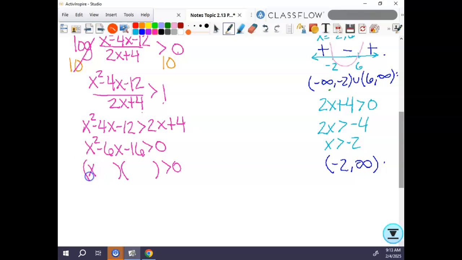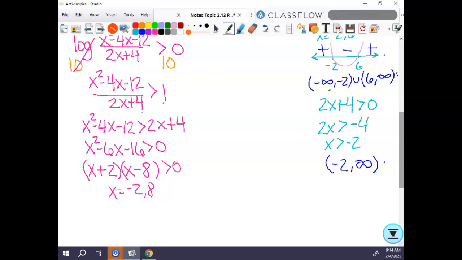Okay, so x and x. 16 is negative, so my signs are opposites. What would my positive number be? 2, and my negative would be 8. So I get x equals negative 2 and 8.